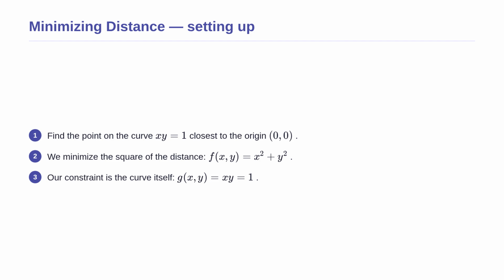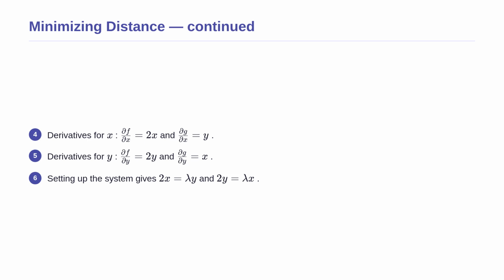Just like before, our first step is to find the partial derivatives. Taking the partial derivatives of our distance function, we get 2x for the x direction and 2y for the y direction. For our constraint, the derivative with respect to x is y and with respect to y is x. We set up our Lagrange equations by setting the f derivative equal to lambda times the g derivative. This gives us our core system. 2x equals lambda times y and 2y equals lambda times x.